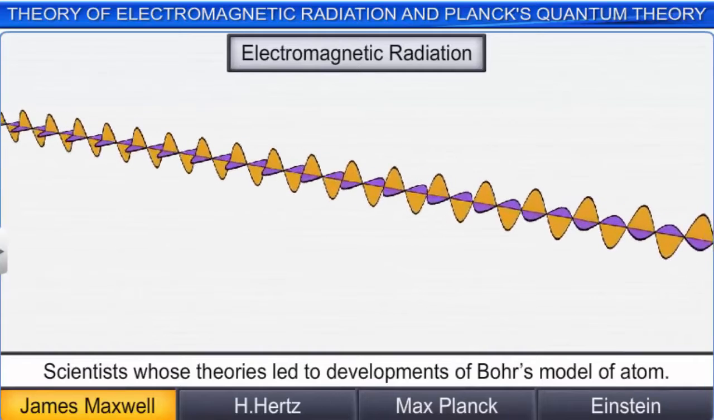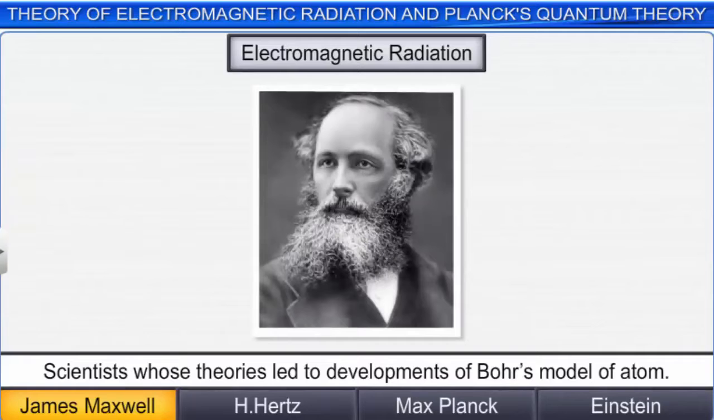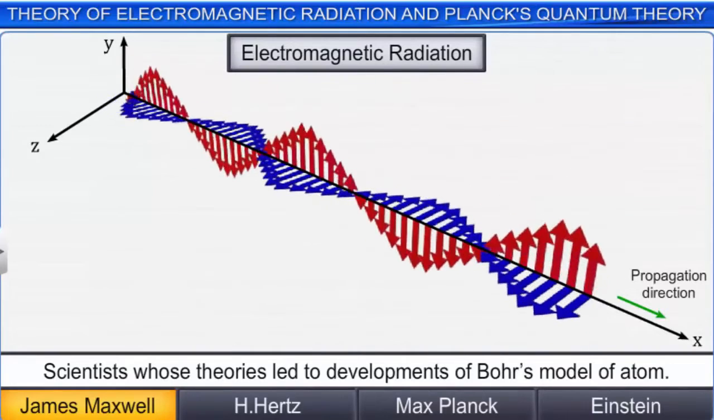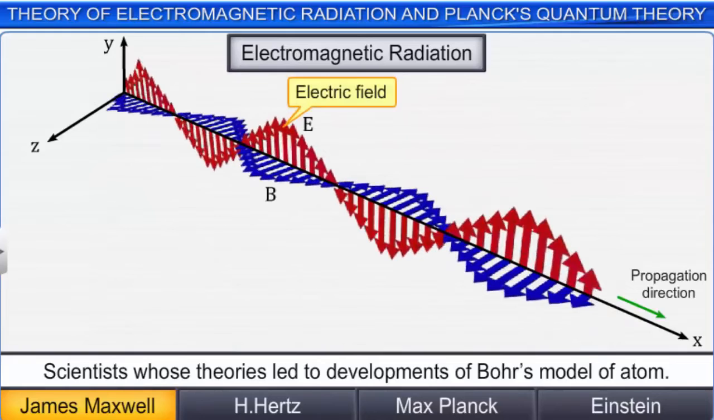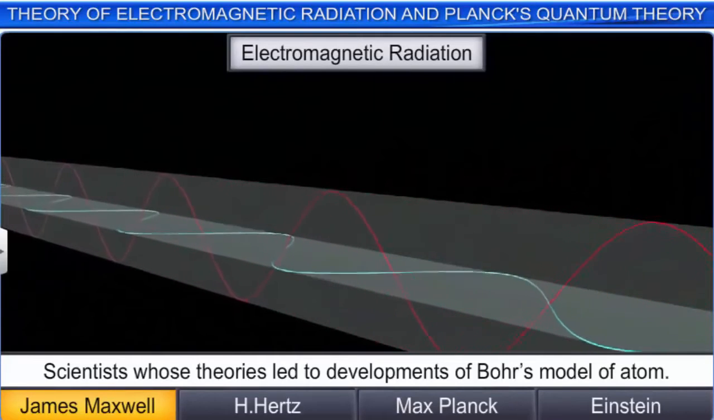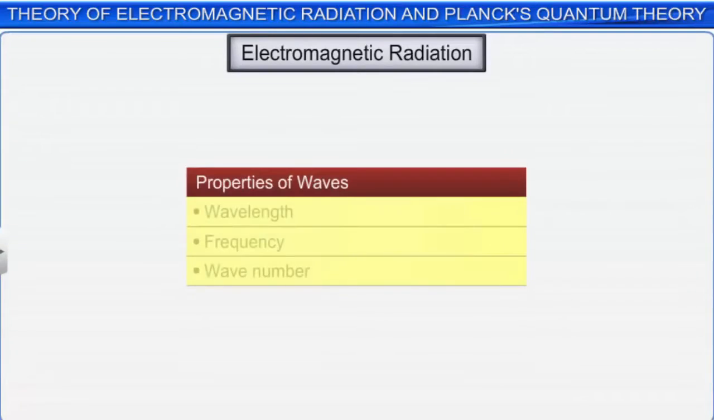Note that the name electromagnetic radiation is attributed to the wave that consists of oscillating electrical and magnetic properties. An electromagnetic wave can be represented as shown. To characterize a wave, we need to specify its properties such as wavelength, frequency, and wave number.